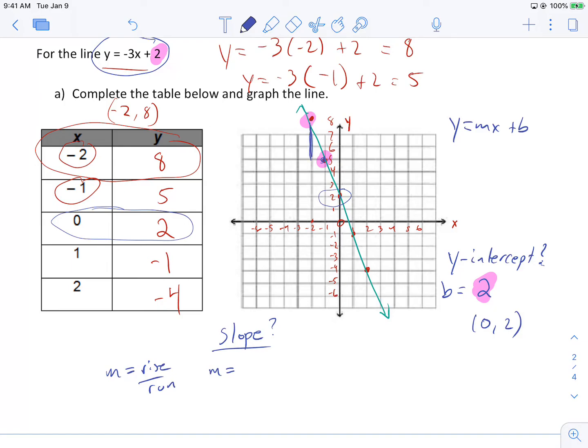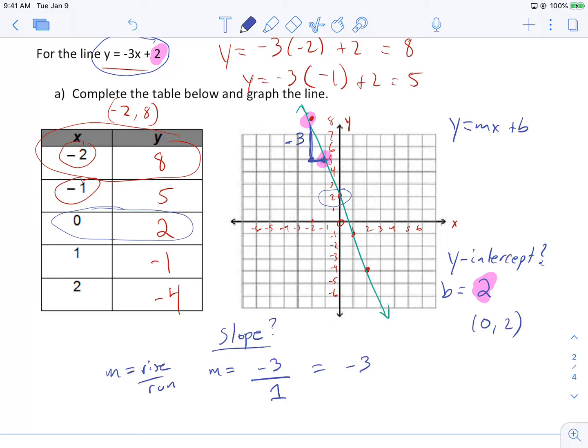How far did I go down? I went down from 8 to 5, so I went down 3. How do I say down? I say negative. So my rise was negative 3, and what's my run? I went over from 2 at this spot just 1 spot, so that is 1. So m equals negative 3 divided by 1, that is a value of just negative 3.